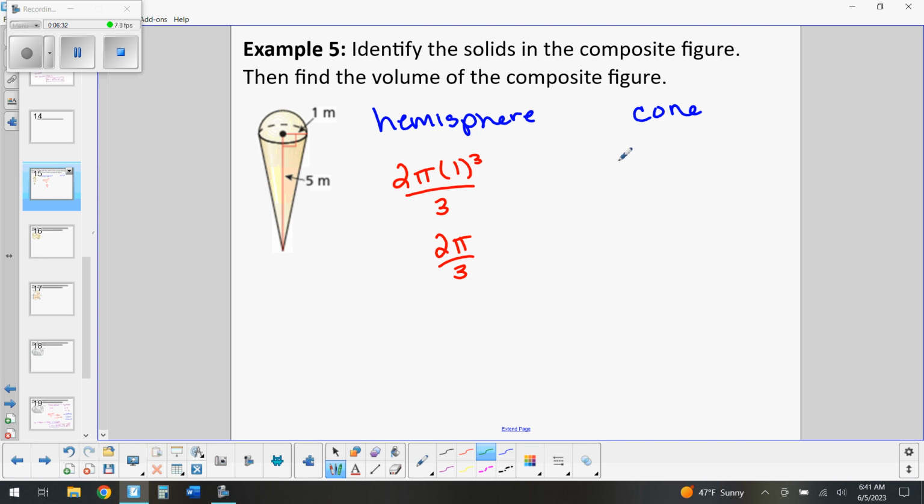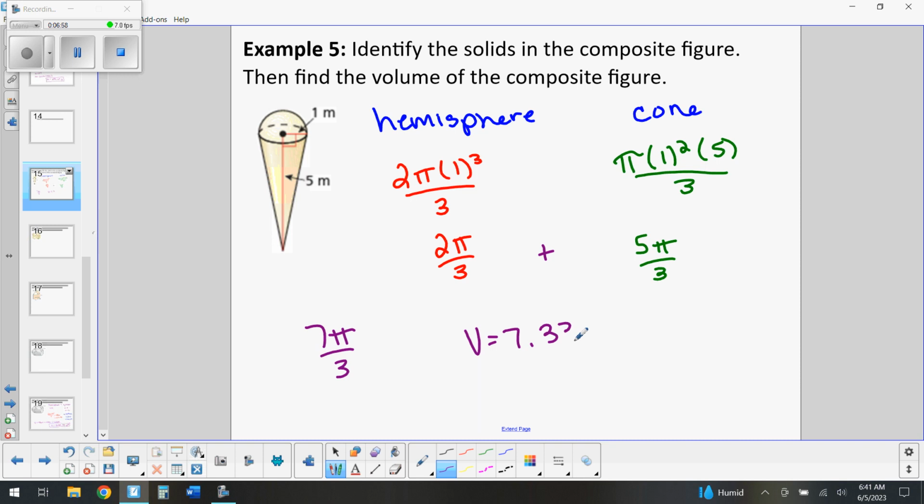When I figure out the cone, if you recall, that's pi r squared times the height over 3. So this is really 5 pi over 3. And if I wanted to add these two together, I would get 7 pi over 3. And now that I know I have that, I'm going to convert that into my decimal, and I'm going to get a volume of 7.33 cubic meters. You could have turned each of these into decimals and then added them together, and that would work as well.